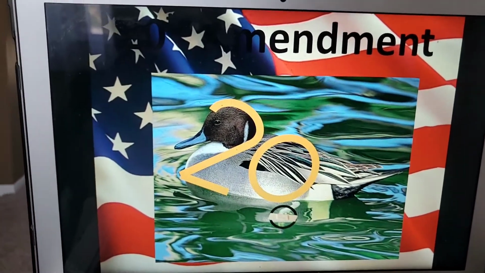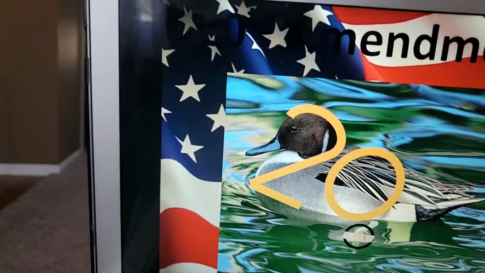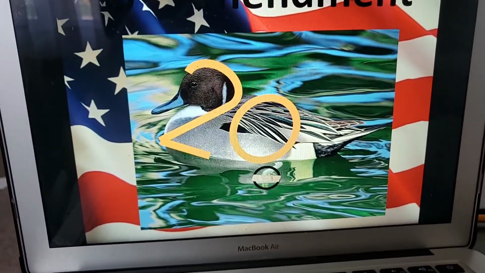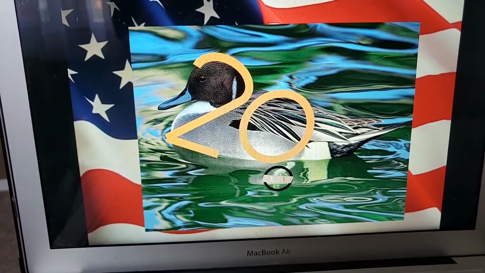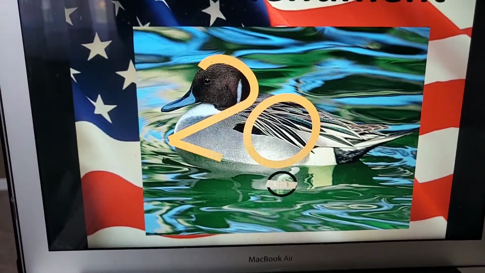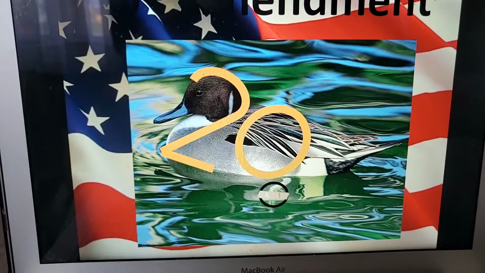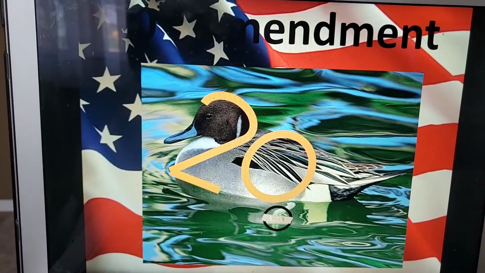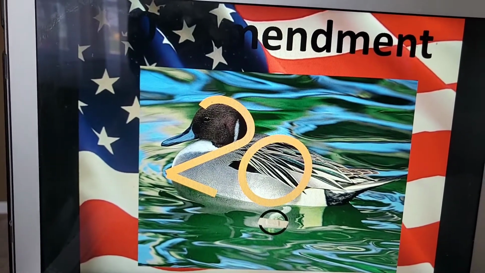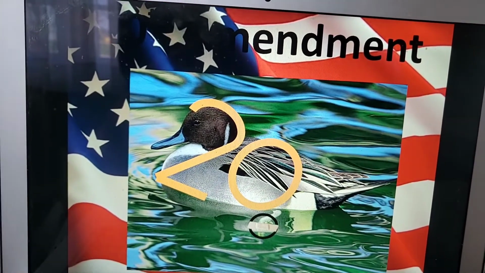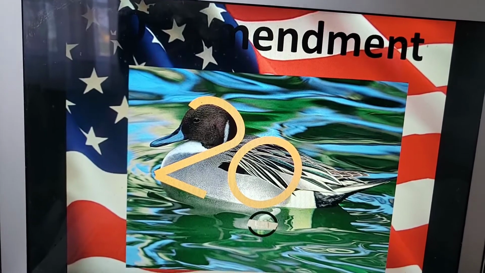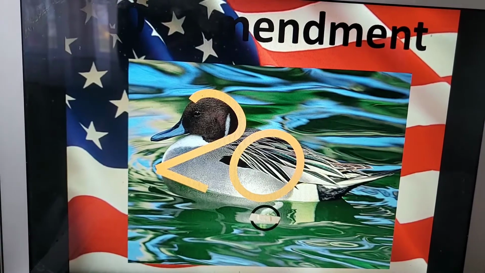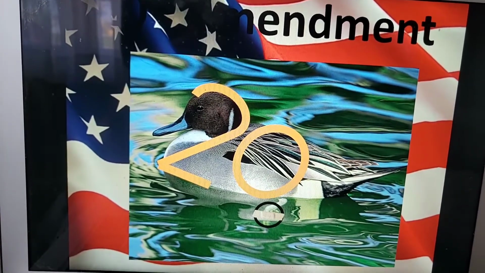Okay, the 20th Amendment, which will be the last one we do here, changed the beginning of the presidential and congressional terms, and it's known as the Lame Duck Amendment. All right, so 20 is the Lame Duck Amendment. It changed the beginning of the presidential and congressional terms. It moved the dates from March to January for Congress, and January 20th for the president.